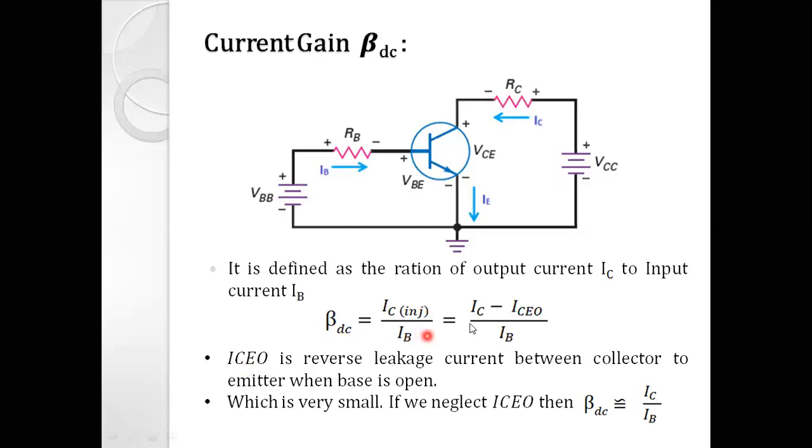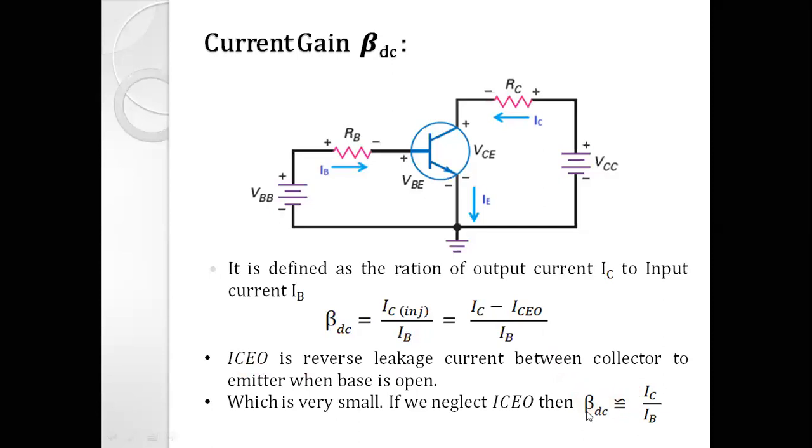But as we understood, the magnitude of this leakage current is always very small, so sometimes we can neglect ICEO or such types of leakage current for simplification in the derivation, right? So if we neglect ICEO in this equation, then the current gain for the common emitter configuration is defined as beta DC is equal to IC divided by IB. IC is the output current for this configuration and IB is the input current.